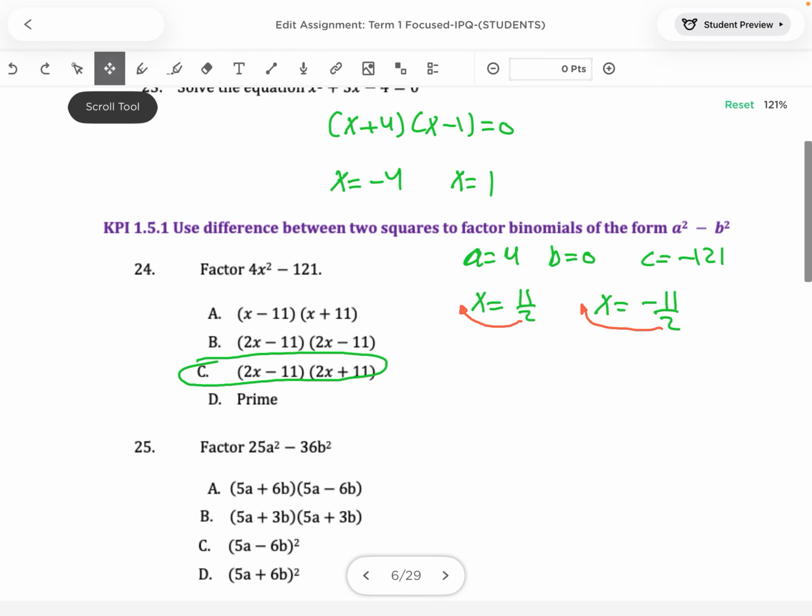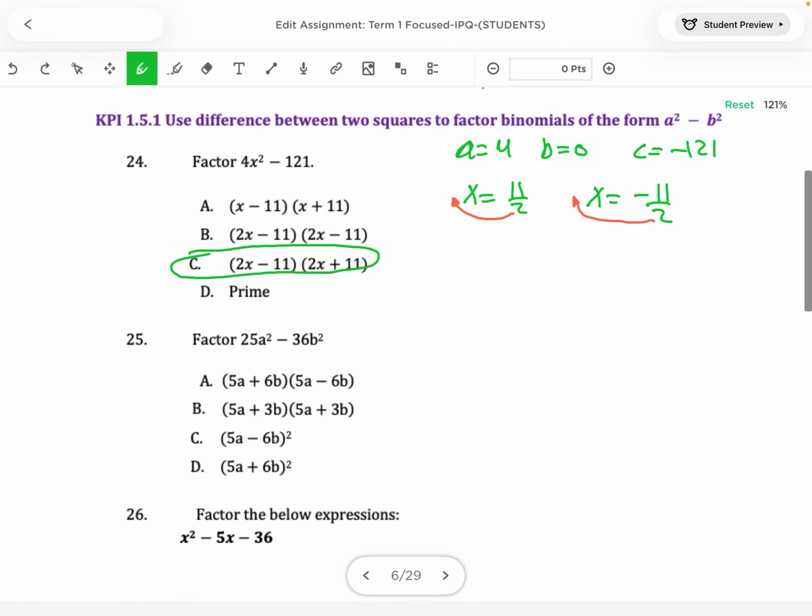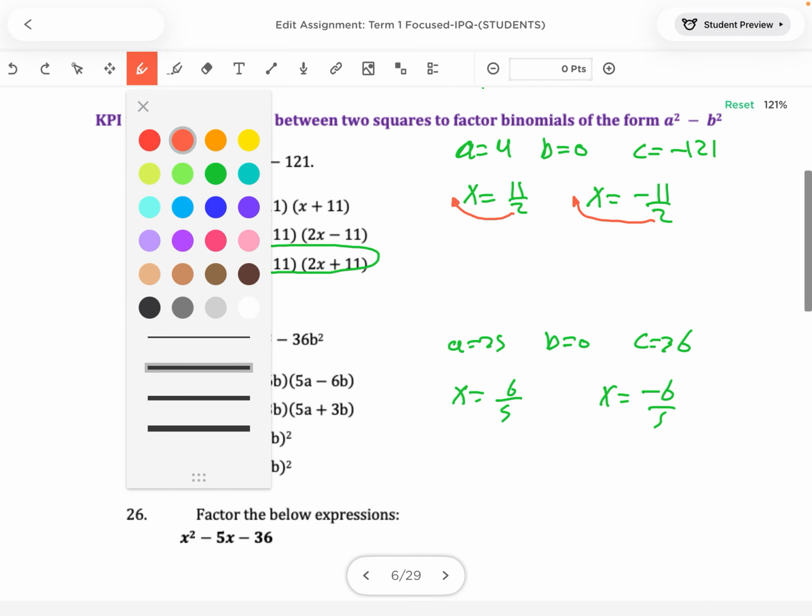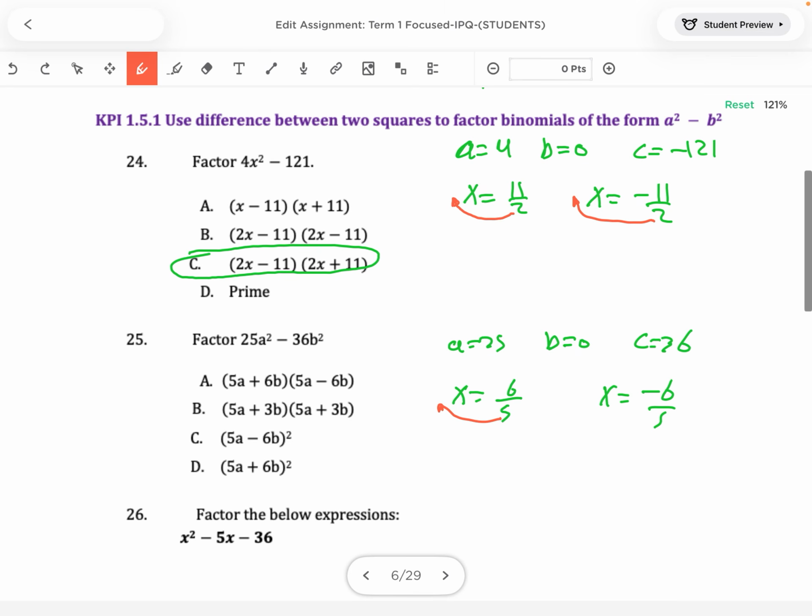Same story for the second one. A equals 25, B equals 0, C equals -36. Ignore B so far. You will get x equals 6 over 5 or x equals negative 6 over 5. You drag the 5, the denominator, up beside the x and you switch the sign. So it will be 5x minus 6 or 5x plus 6.